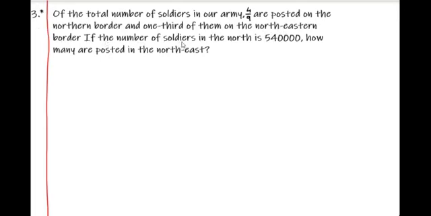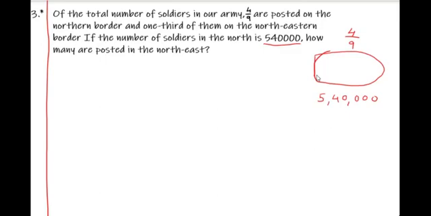If the number of soldiers in the north is 5,40,000, how many are posted in the northeast? So see on the screen here, I'll explain to you. Suppose these are the soldiers from the northern border. These are the soldiers from the northern border. From that they are saying what is the total number of them? You can see here, the total number of soldiers is 5,40,000. From them 4 upon 9 are in the northern part and 1/3.